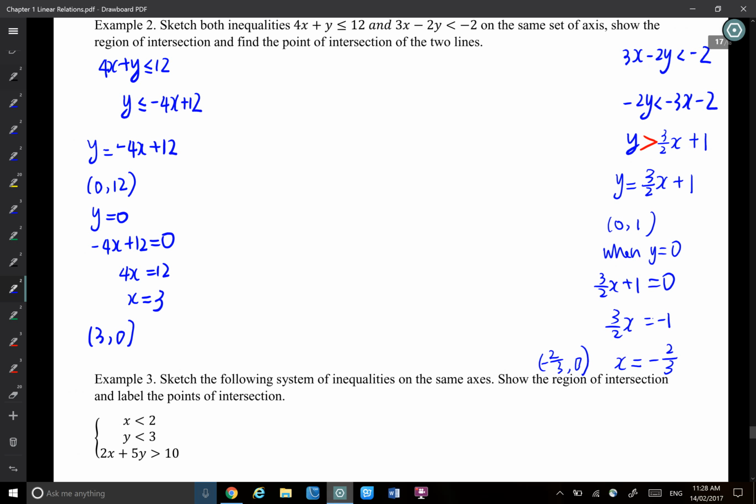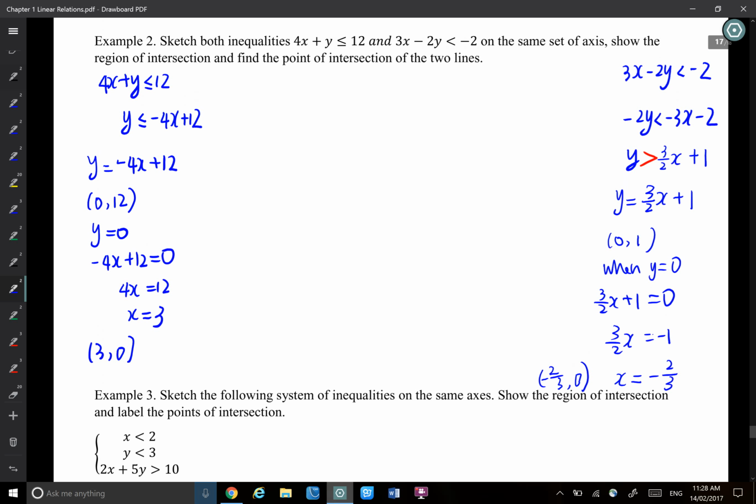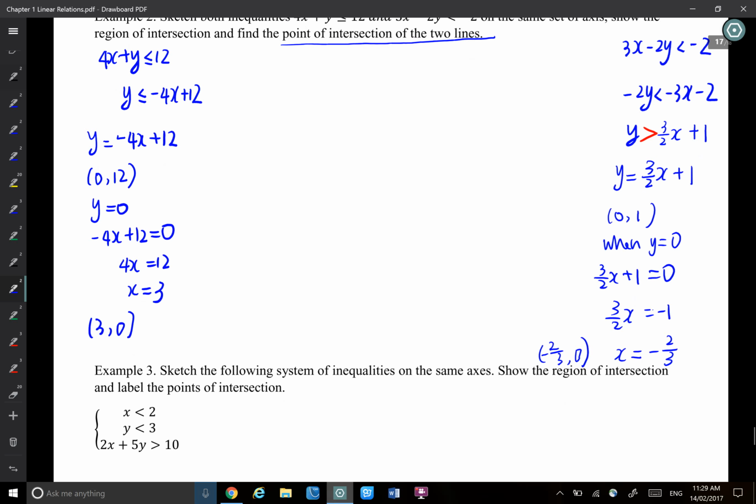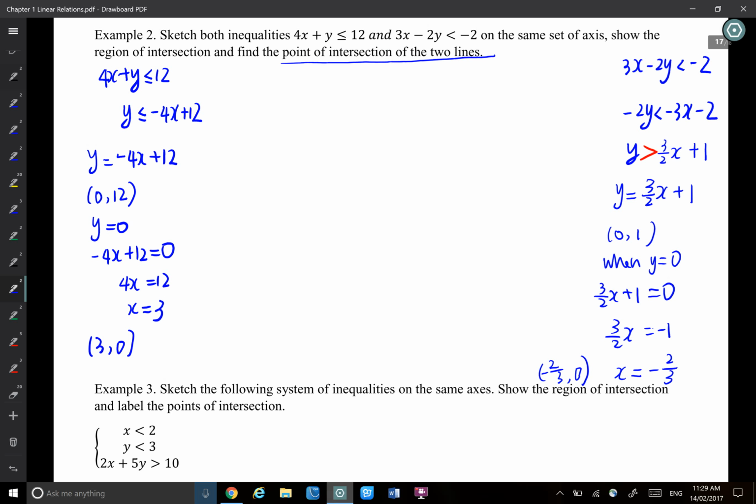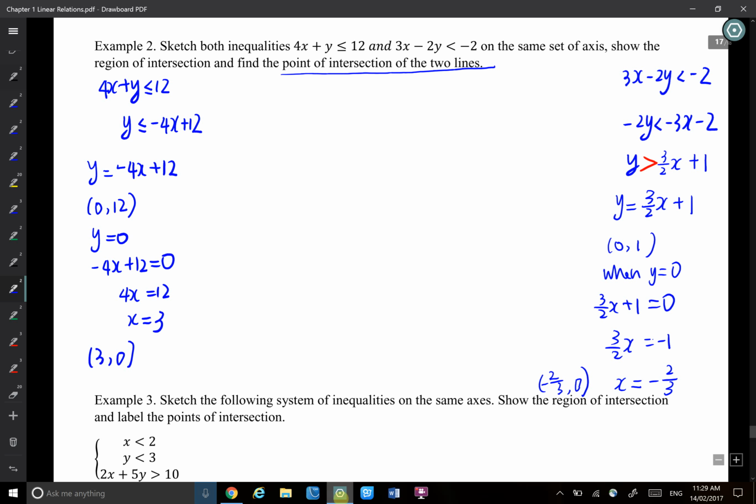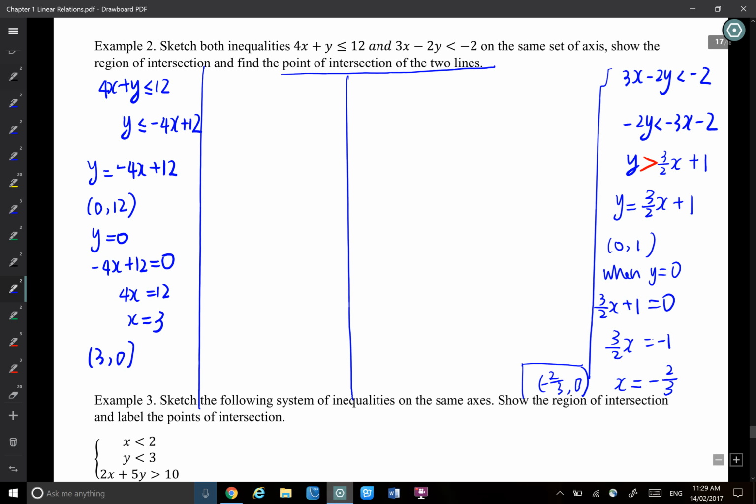Okay, now we have all of this information. And what else do we need? We need the point of intersection of the two lines. Okay, I need the point of intersection between the two lines. So what's the point of intersection? Let's do it here. Okay, so what are the two lines we have?